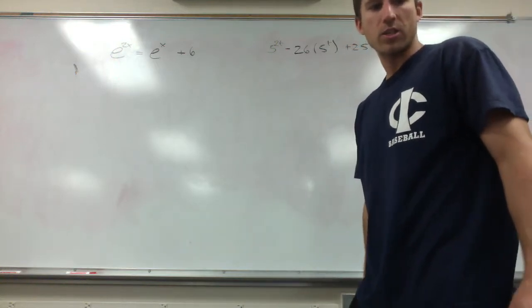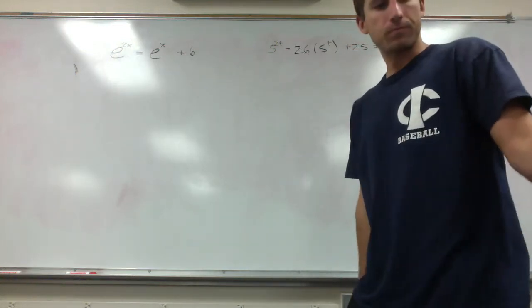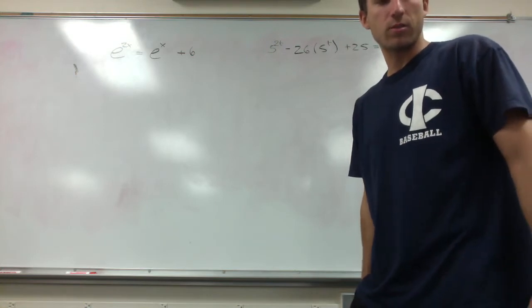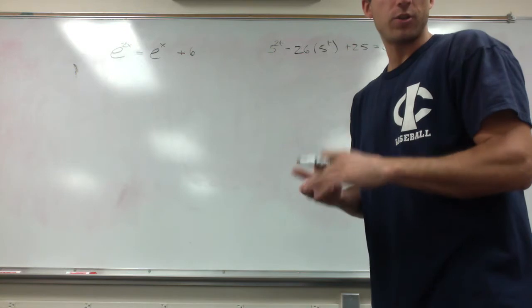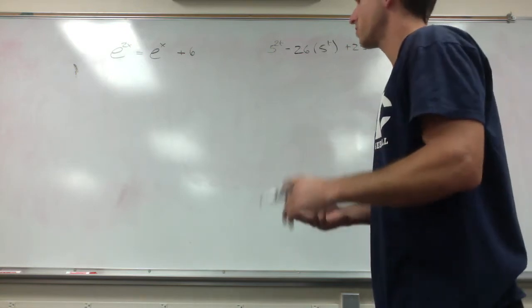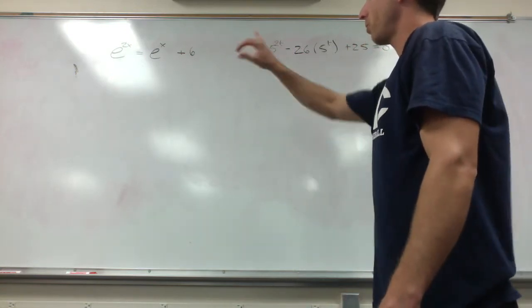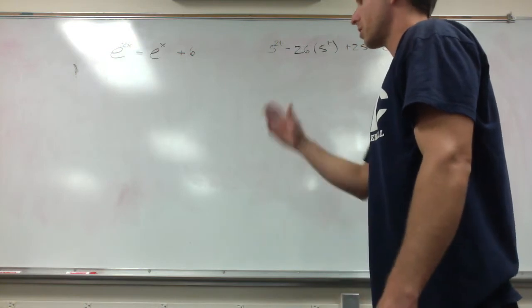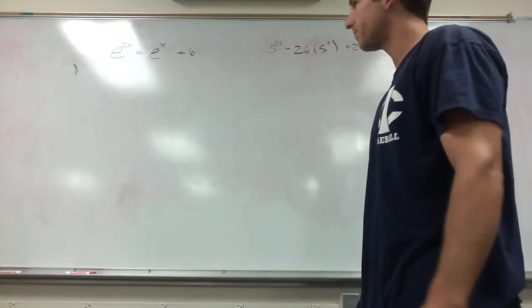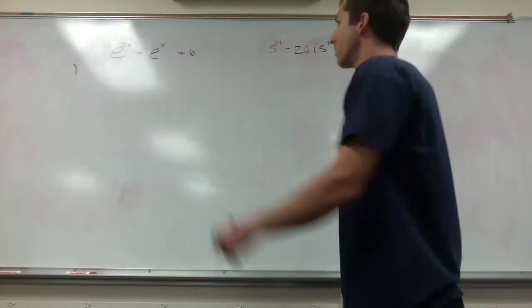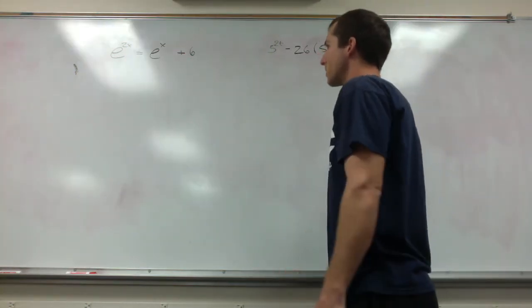Okay, starting off section 3.6 here. This is mainly just solving some different types of equations using a method called chunking, and it's really just factoring. So I'll try to point out how we can use chunking, think of it as factoring, and then solve some equations. For our first one, e to the 2x equals e to the x plus 6.